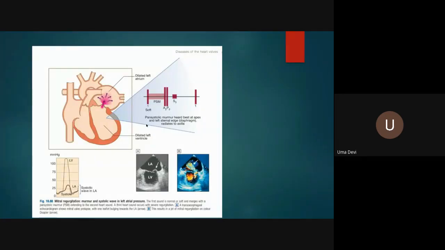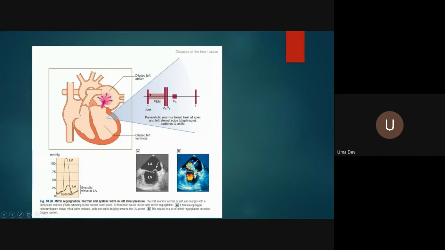So here what happens, again this is a picture from Davidson. Here there is a dilated LV. RV hypertrophy has started occurring. The LA also starts dilating because of this regurgitant lesion. So here S1 is soft. We have a same intensity pansystolic murmur, which ends with the second heart sound, and this S3 is the rapid ventricular filling, which will be heard as an S3.